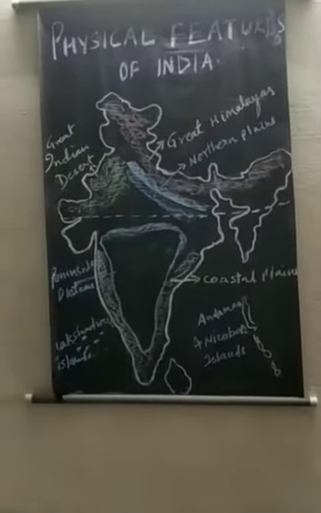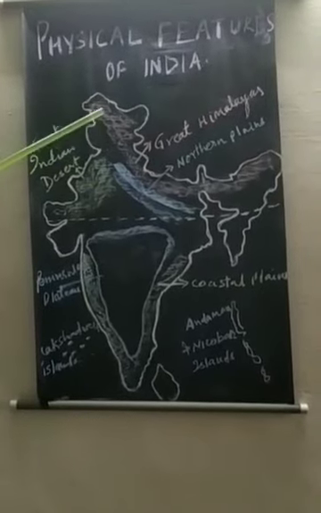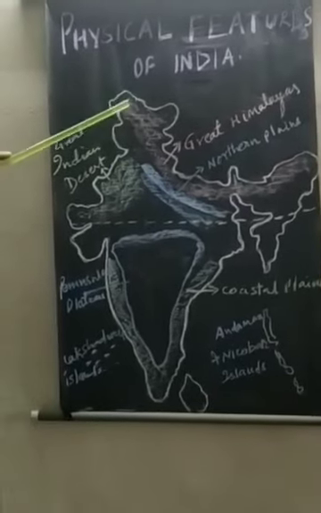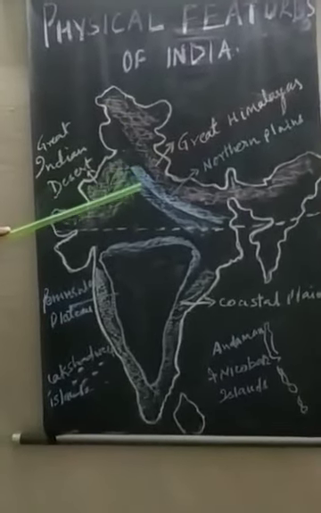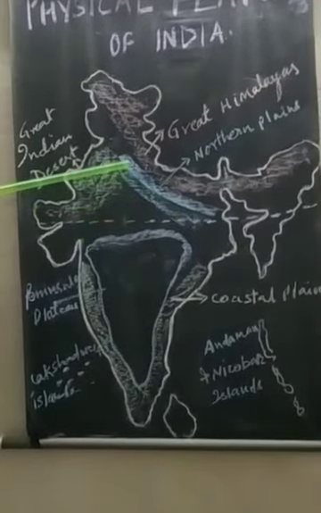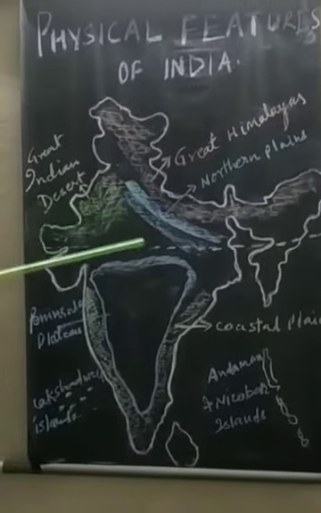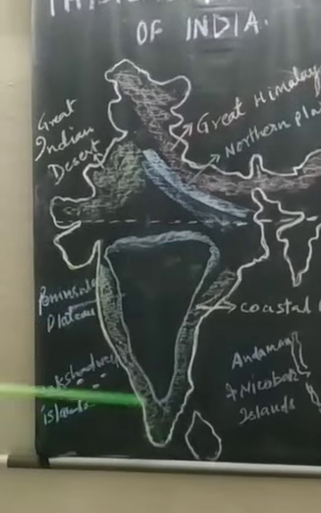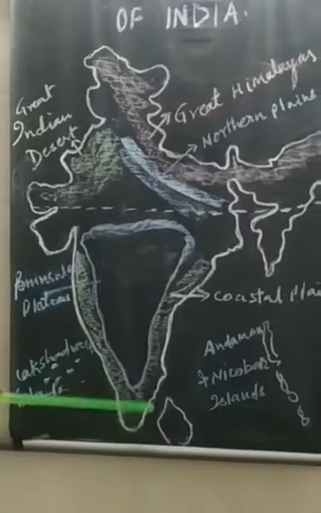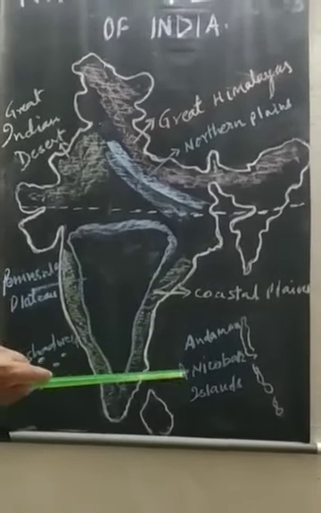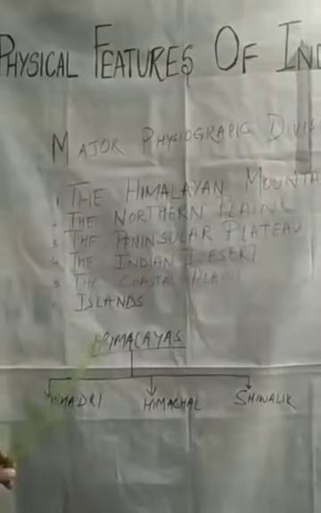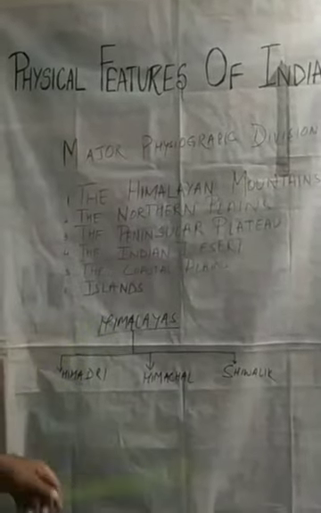by one. So children, see, first of all, these are the great mountain wall of the north known as Himalayas. Then the second one is the great northern plains of India. This is the great Indian desert. This is the peninsular plateau. These are coastal plains and these are island groups. So let us start with the first physical feature, Himalayas.